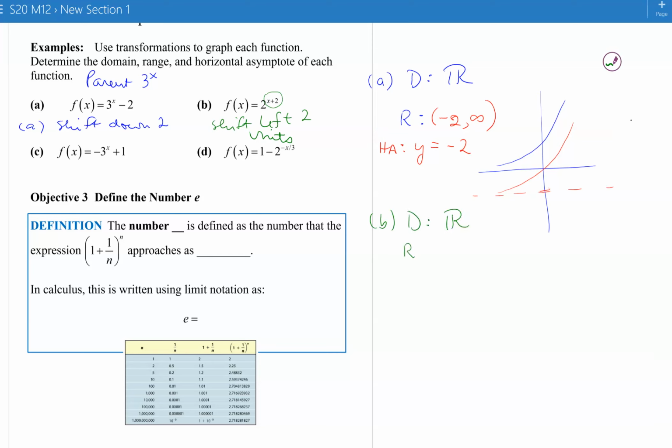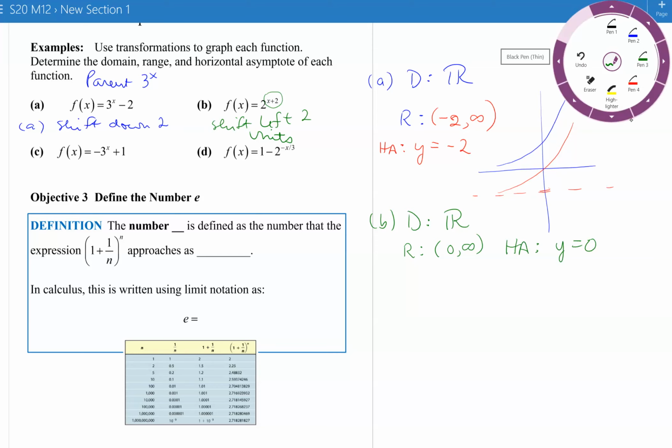And shifting right and left doesn't change the range either. So the range and the horizontal asymptote stay the same. Okay, then let's look at C.